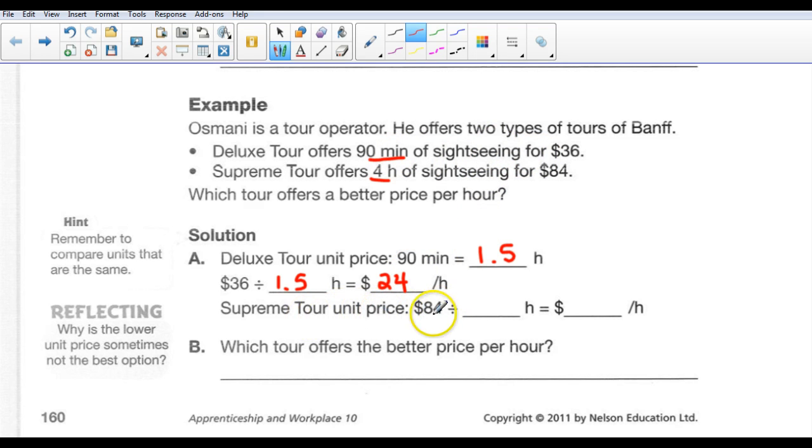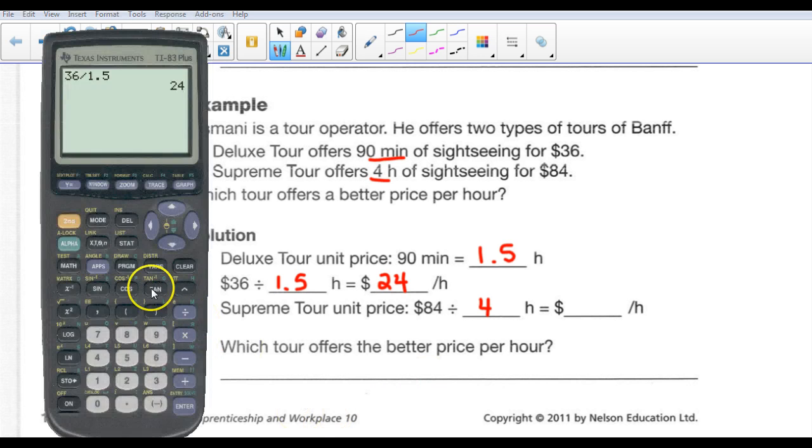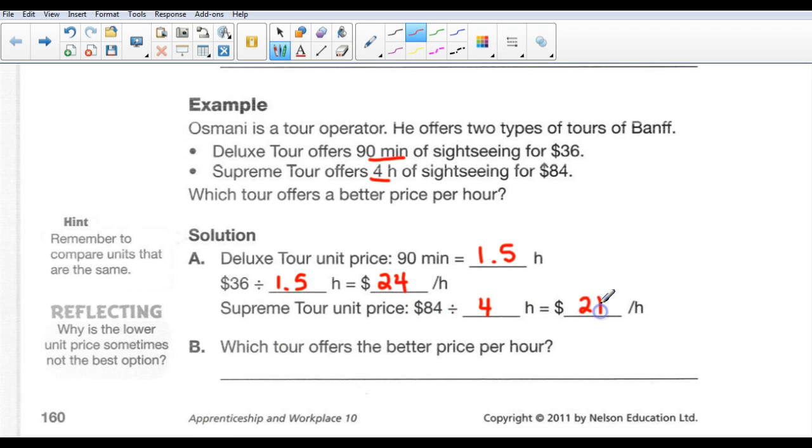Well, the Supreme Tour unit price is $84 for 4 hours, so we'll divide that by 4, and let's see what that unit price is. 84 divided by 4 equals $21 an hour. Okay, so which tour offers a better price per hour? Well, obviously the Supreme Tour does.